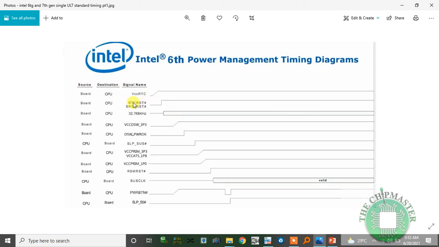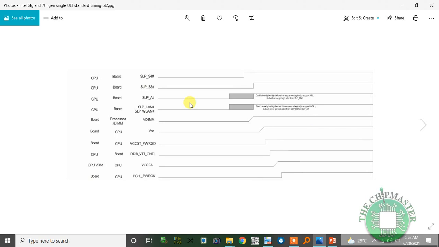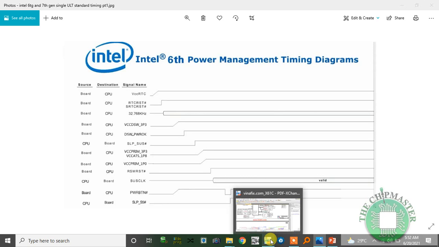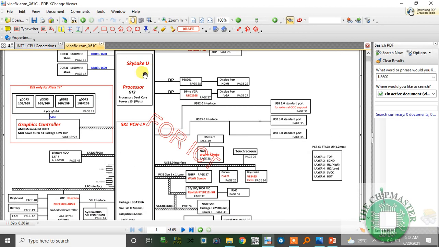As you can see, we have VCC, RTC, SRTC reset, and so forth. And over here, we have three columns. We have the source, the destination, and the signal name. The source is from the board, the destination is going to the CPU, and the signal name, as you can see. So this is the timing, going from here all the way down, and I'm going to explain each signal as I go through along with the timing. I also have here the schematic for reference, which is a Sky Lake U.